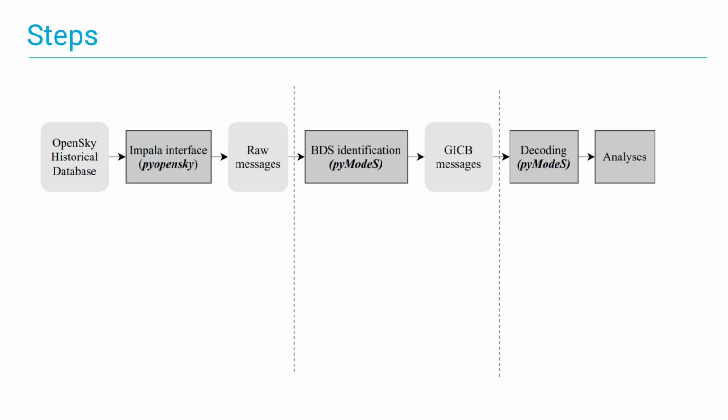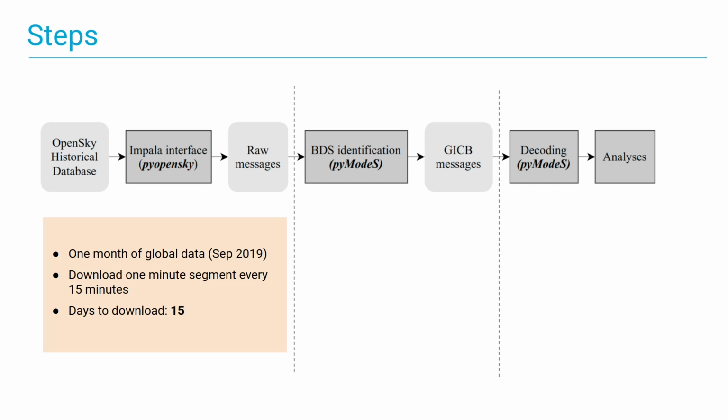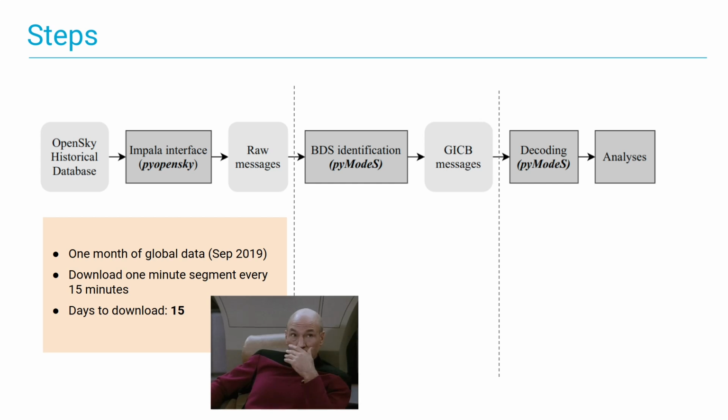In this slide, I want to show you an overview of our entire process. It can be roughly divided in 3 parts. First is the data gathering. We downloaded 1 month of global raw Mode S data from OpenSky network. The chosen month is September 2019, quite a while ago before the COVID started. We downloaded a 1-minute segment of global data every 15 minutes. Even that, it took 15 days to download everything. That's also why we could only do analysis with 1 month of data instead of a full year.